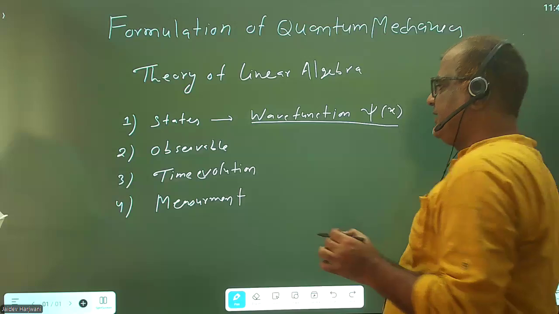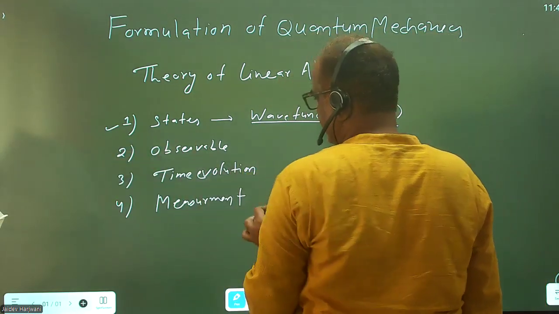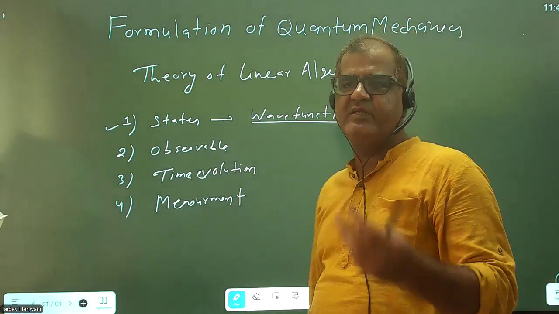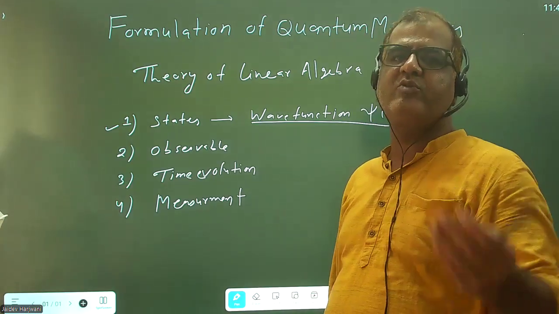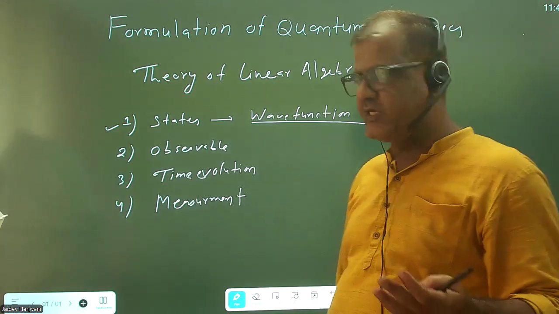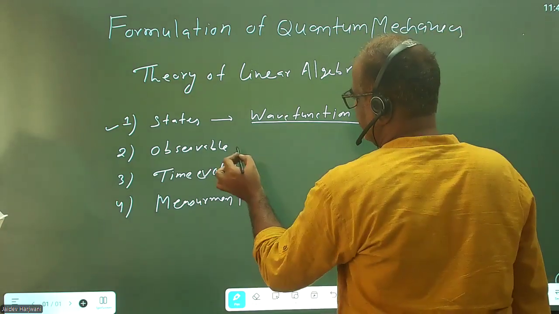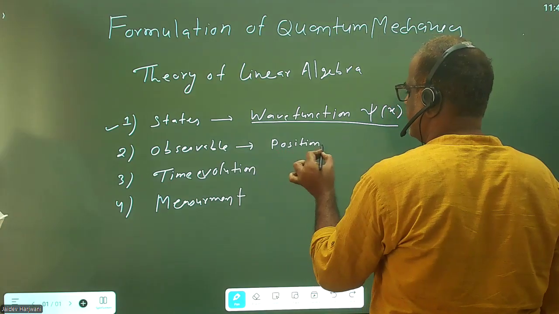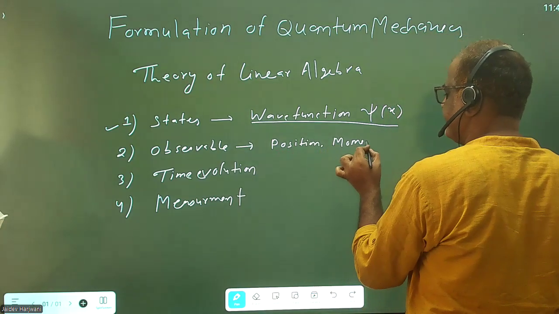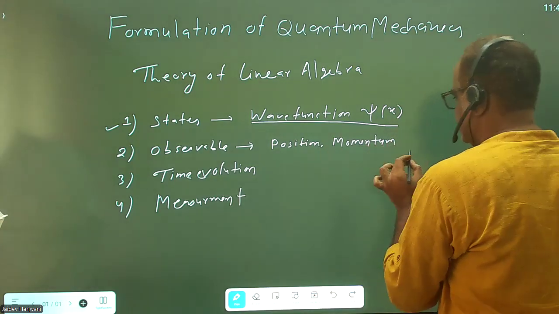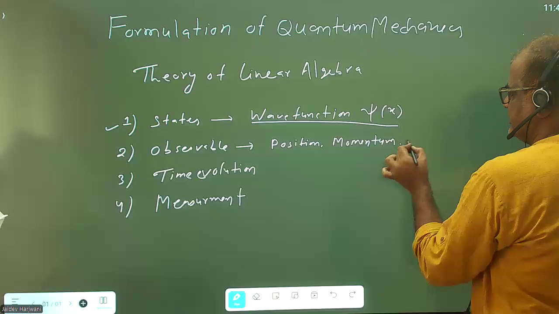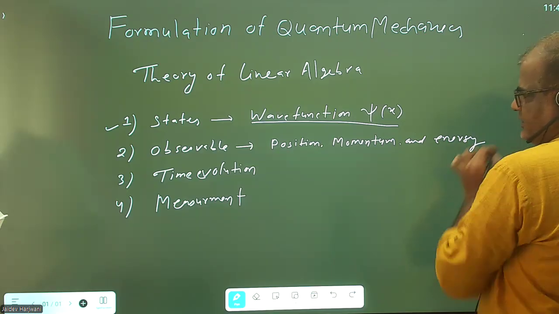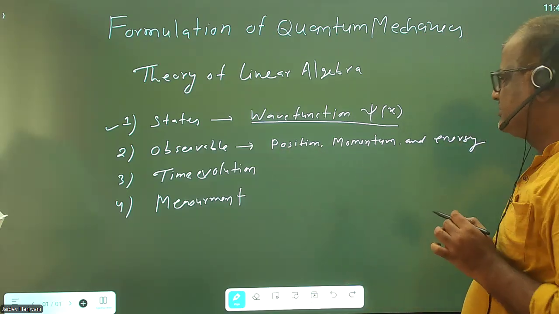Now, what is the next component? Observable. Observable means physical quantities, which we want to measure. I want to measure linear momentum. I want to measure position. I want to measure energy. So these all are called observables in quantum mechanics. So position, momentum and energy, spin, etc. These all are the observables.